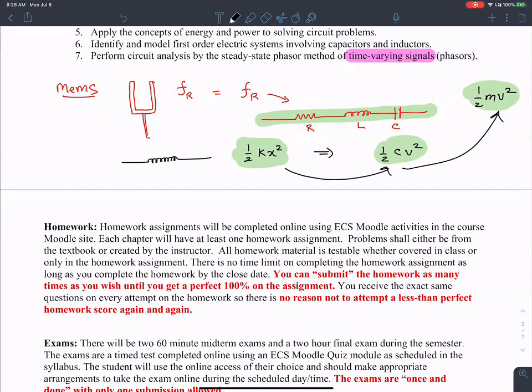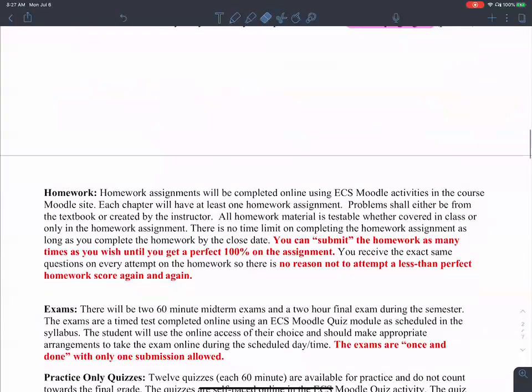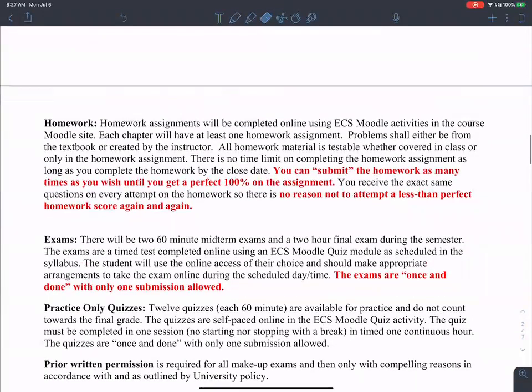So the idea is, just because you're a mechanical engineer does not mean you do not need to know electrical components. There are occasions where you find yourself needing the skill of modeling mechanical components using electrical components.